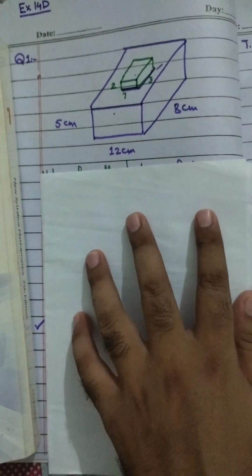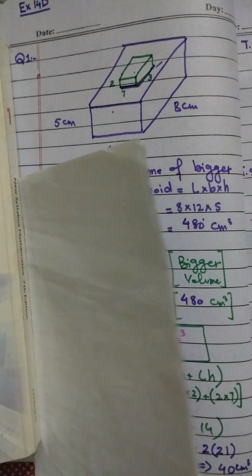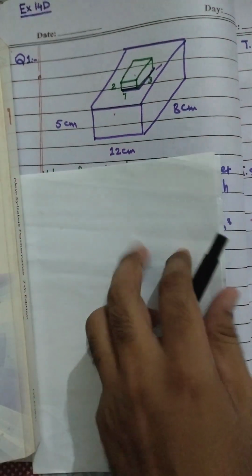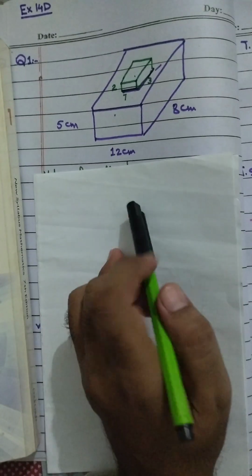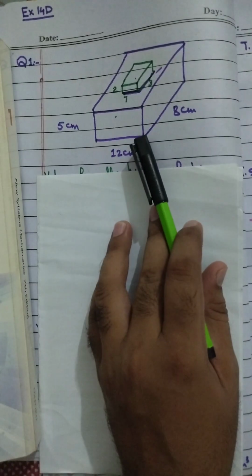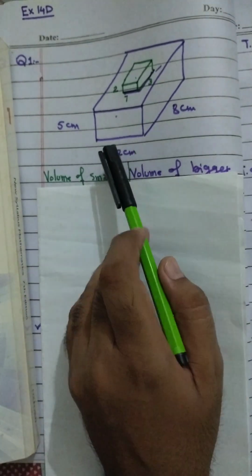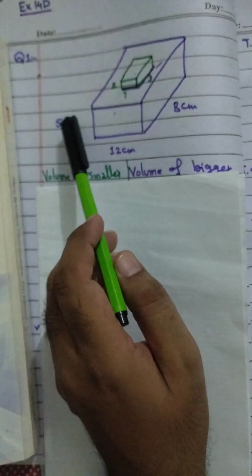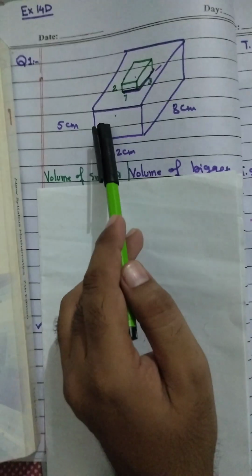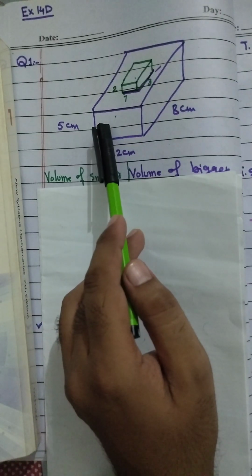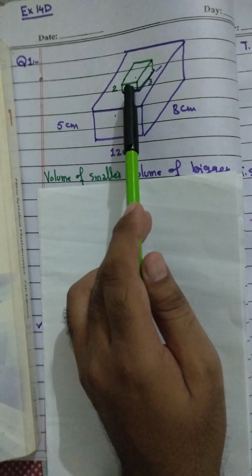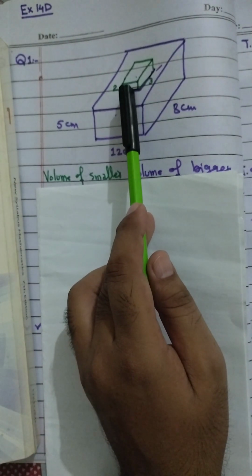Okay students, this picture is given to us. Look at here. We draw it on the paper, and as I told you, we have to find the bigger cuboid's volume and then the smaller cuboid's volume, and then we will add them.